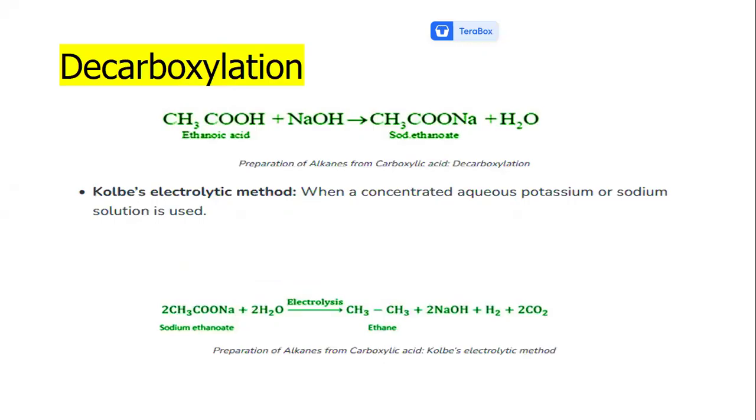Decarboxylation: de means removal and carboxylation refers to carbon dioxide. The removal of carbon dioxide from a carboxylic acid in the presence of sodium hydroxide produces sodium ethanoate and water. This sodium ethanoate undergoes electrolysis and produces ethane.